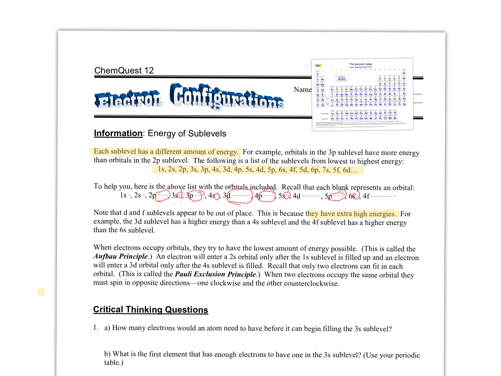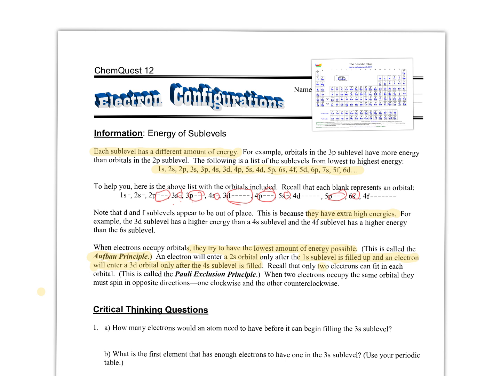Okay, when electrons occupy orbitals, they try to have the lowest amount of energy possible. So I would highlight that. This is called the Aufbau principle. An electron will enter a 2s orbital only after the 1s sublevel is filled up. And an electron will enter the 3d orbital only after the 4s is filled.